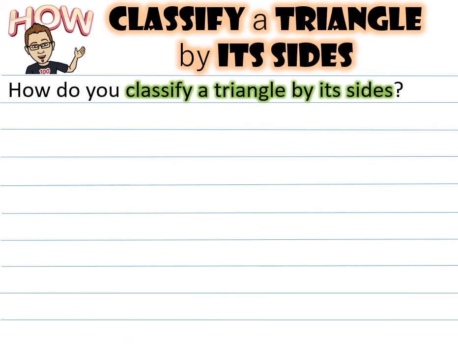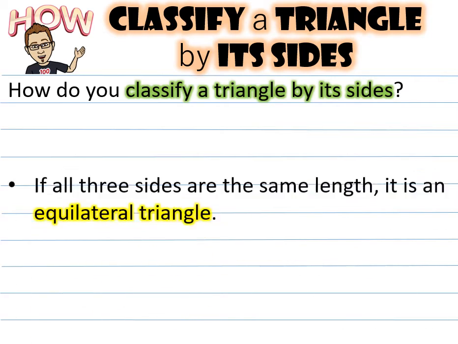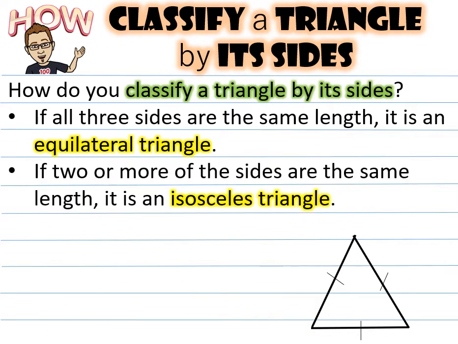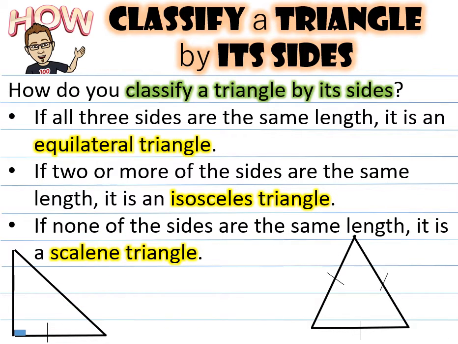How do you classify a triangle by its sides? If all three sides are the same length, it's an equilateral triangle. You'll notice those little tick marks mean that all three sides are similar. If two or more sides are the same, it's called an isosceles triangle. Notice how that one only has 2 tick marks. And if none of the sides are the same, it's called a scalene triangle. All three sides are different.